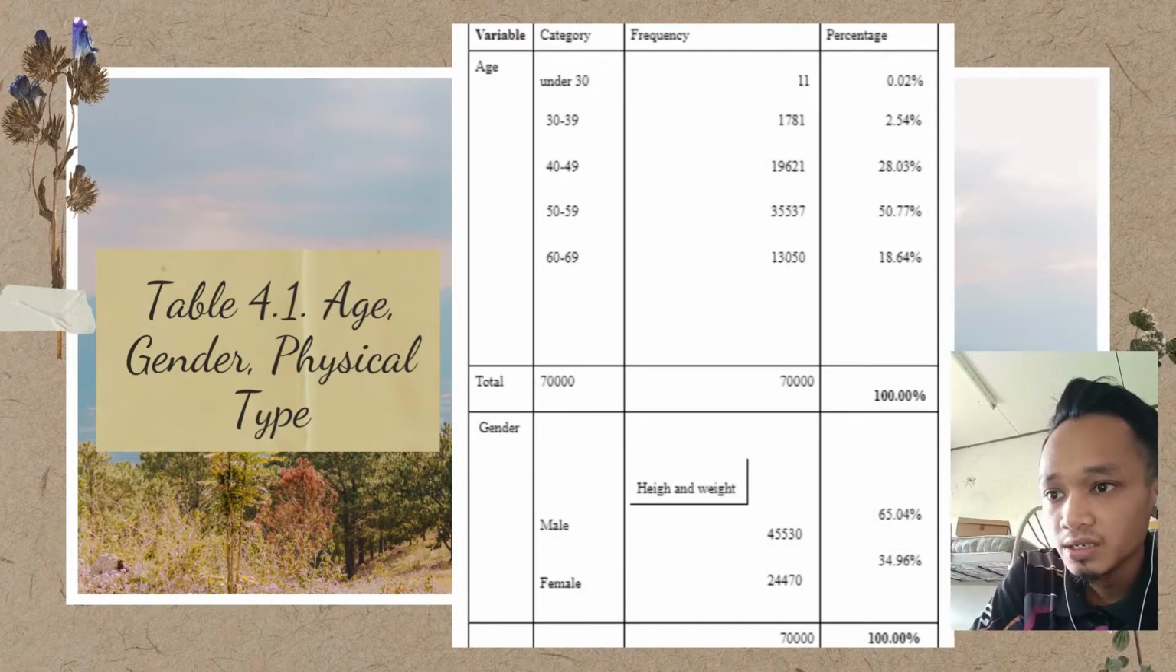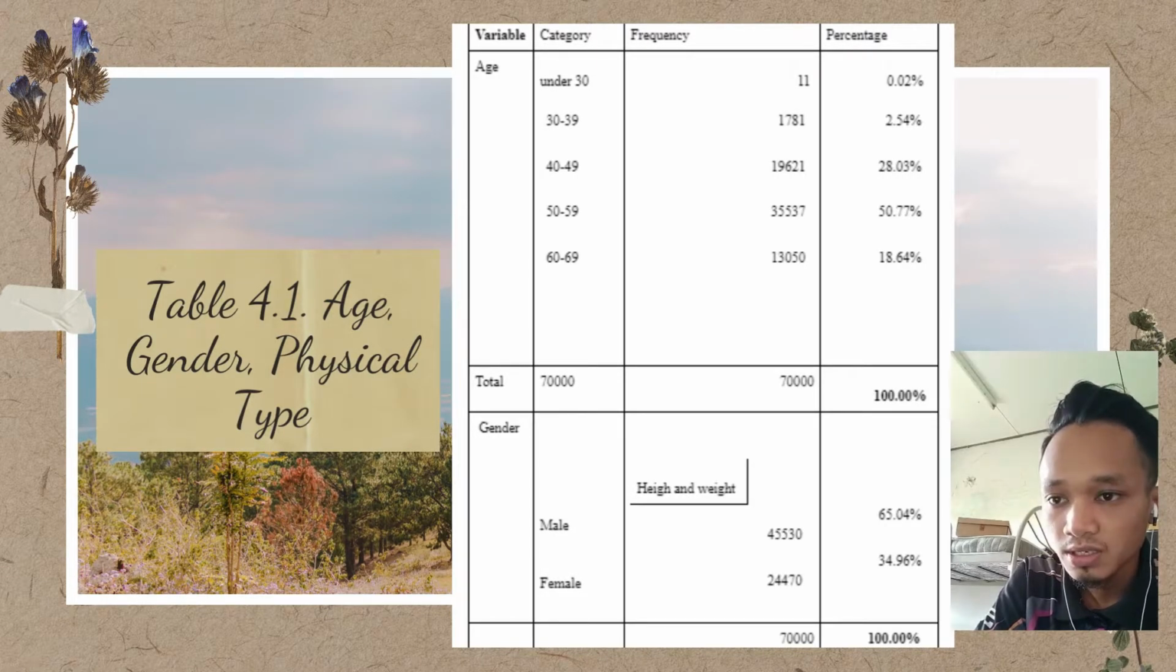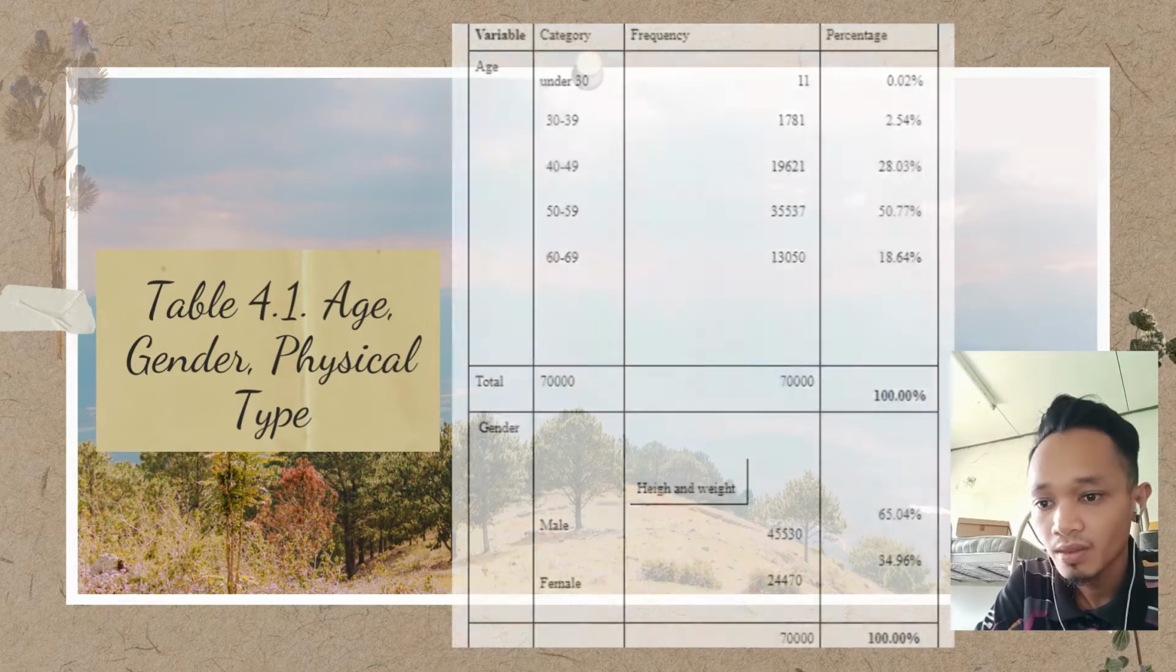In table 4.1, age, gender, and physical type, the category age under 30 shows the percentage 0.02%, 30 until 39 shows 2.54%, 40 until 49 28.03%, 50 until 59 50.77%, and 60 until 69 18.64%. The largest number of our respondents involved in heart disease is within the age of 50 until 59, and the lowest is under 30, which is only 0.02%.